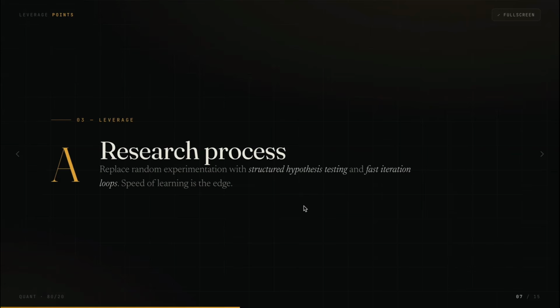I can test like 20 different strategies, actually different, not just different parameters. I can test, for example, RSI or maybe something mean reverting, and at the same time I can test some trend following and see what did work for this asset. That's the main goal. Speed of learning is the edge. The goal is to find alpha quickly. The research process, that's a big leverage point.